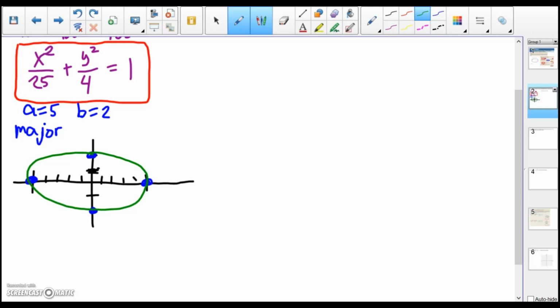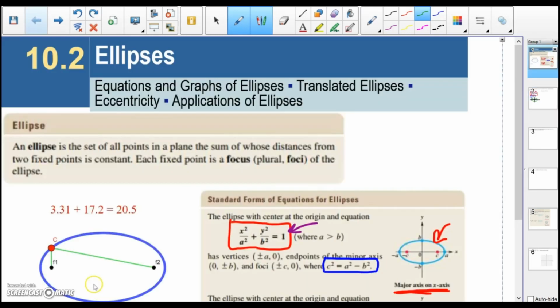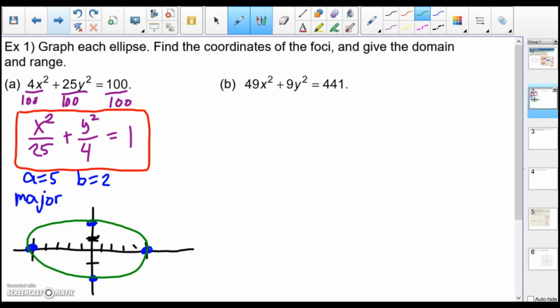And now we need to find the foci. Okay, so the foci, I gave you that formula. C squared equals a squared minus b squared, so don't get that confused with your Pythagorean theorem. C squared equals a squared minus b squared.